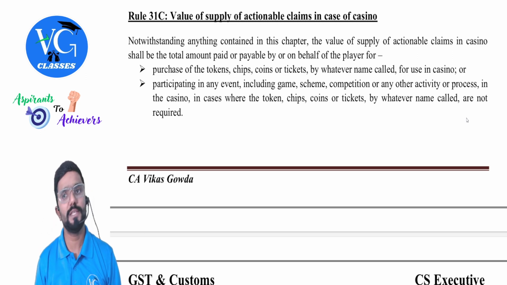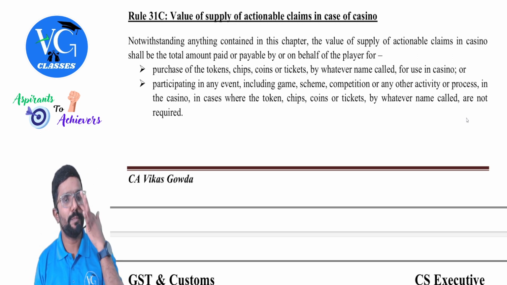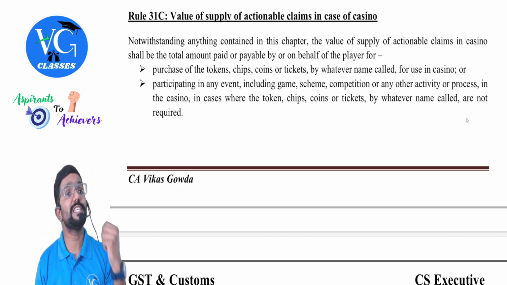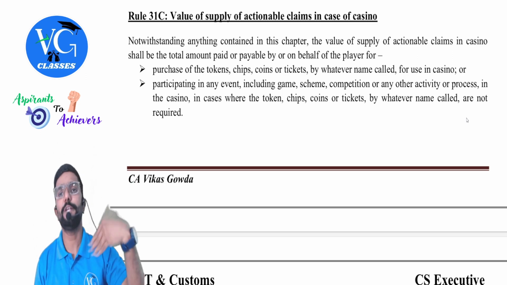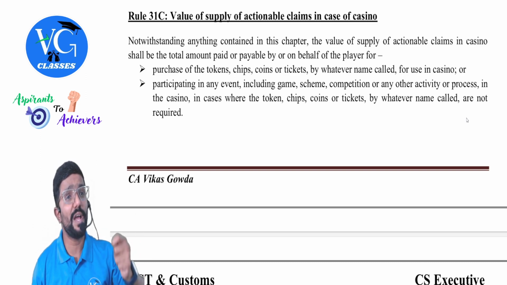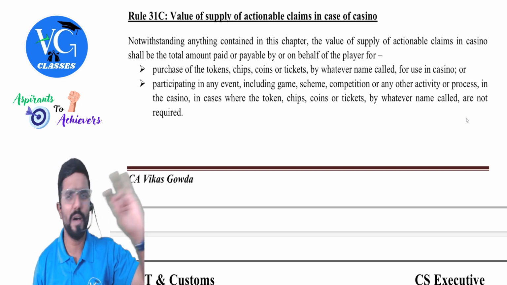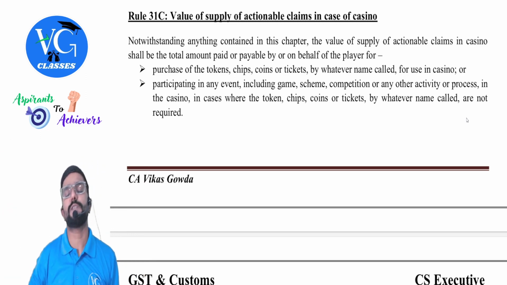Okay. Rule 31C, value of supply of actionable claim in case of casino. Guys, in Goa and all, this is relevant, where there are a lot of casinos. On water, there are a number of players who are organizing it on ships. So if you go and bet your money there, first you need to purchase the coins. They will give you some tokens or coins. By paying money, you need to buy them. Now, whatever money you're paying to buy those coins, or they call them chips or even tokens, the amount paid to purchase that is the value of supply. To whom?